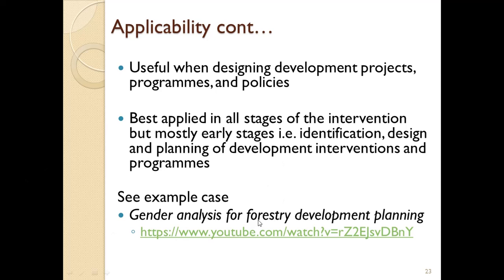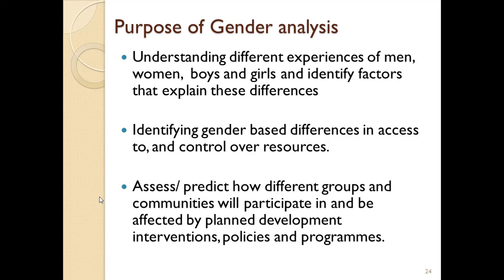So you can take a look at this video at your own time, and see how, for instance, gender analysis is done for a forestry development planning, and see how such an example can inspire you on how to do a gender analysis for your own projects or at your workplace.